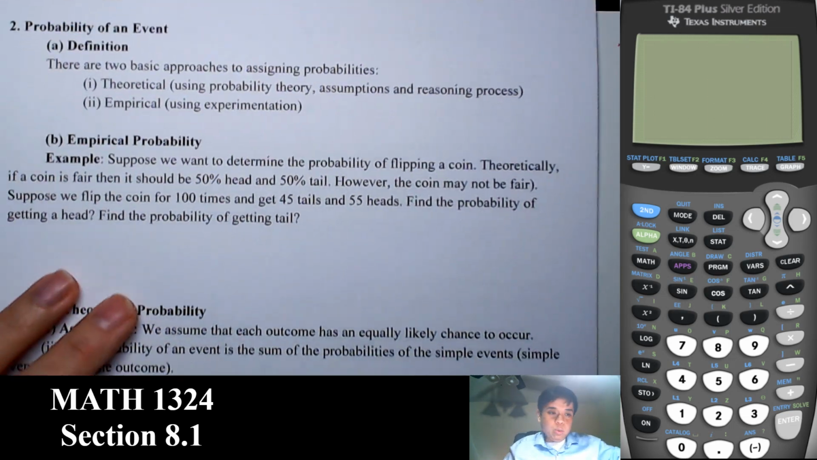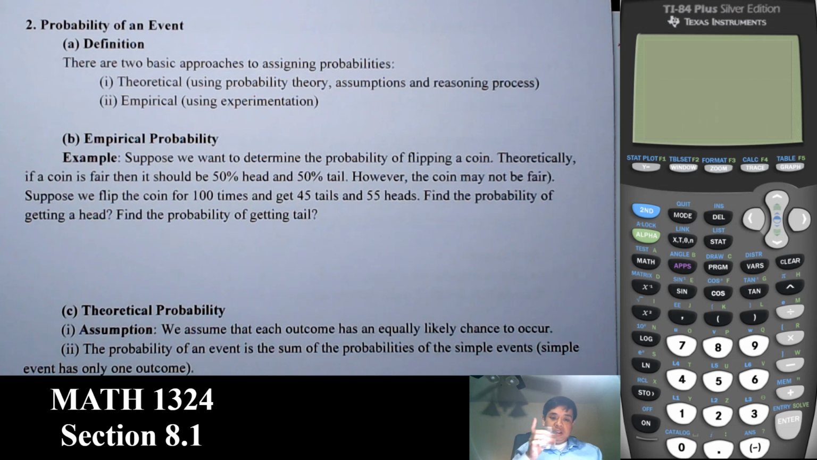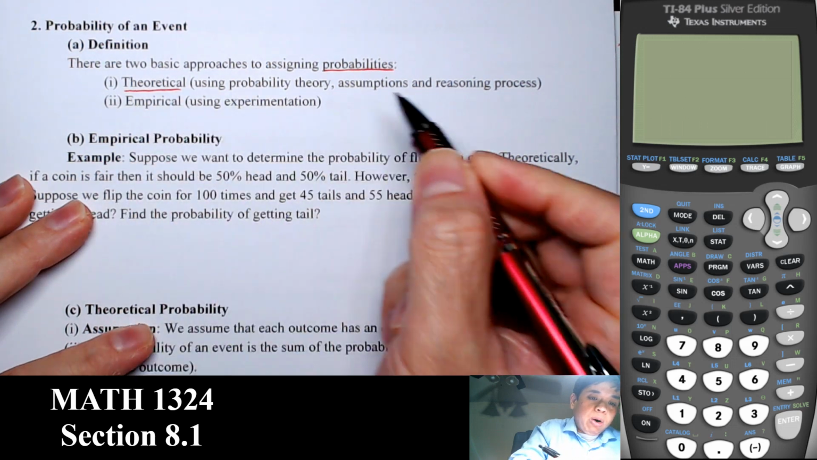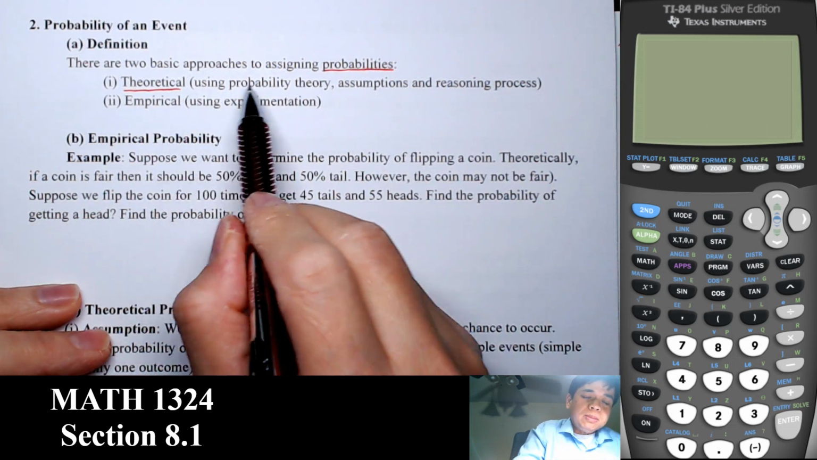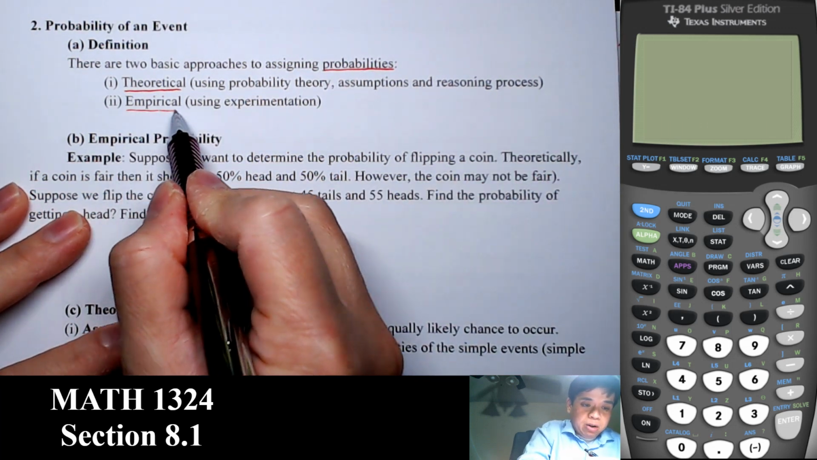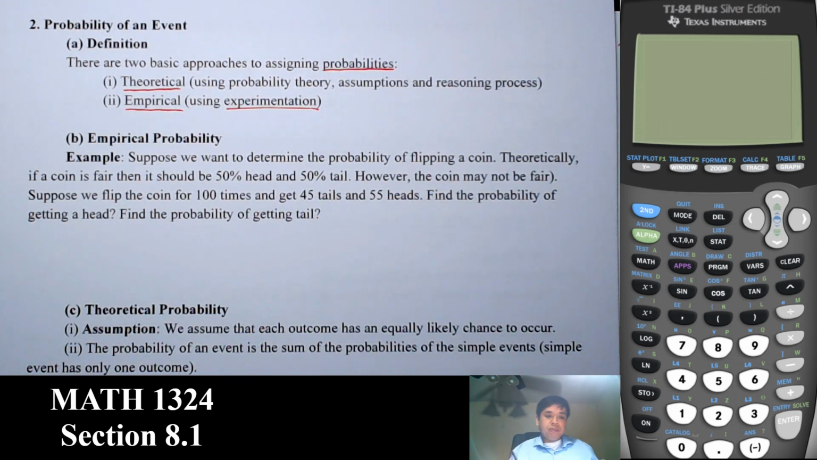Right. Next we define probability of an event. So probability of an event, there are 2 types of probability. Theoretical is where we're using probability theorem, assumption and reasoning process, and empirical, that is by experiment. Right. So let's look at the empirical first, and we usually don't do this in homework problems.